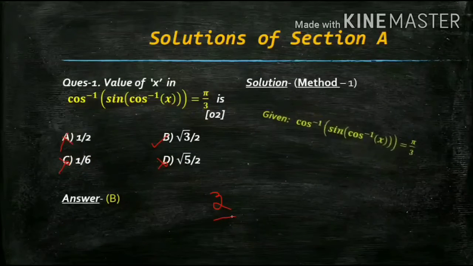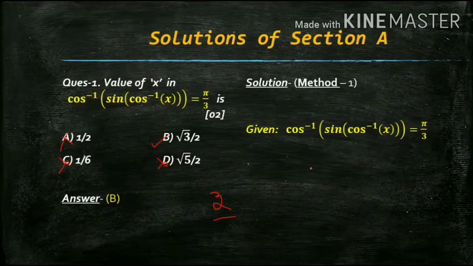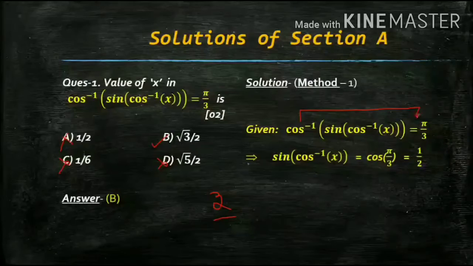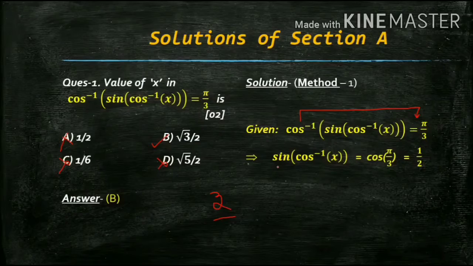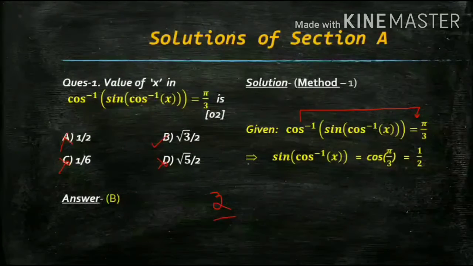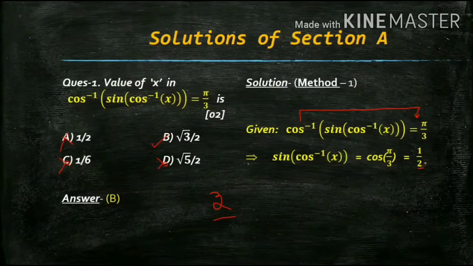Let's see. So it was given to you that cos inverse of sine of cos inverse x is pi by 3. What we can do? Can I take this cos inverse over here? I can do this. We can do this totally, na? So what you would be having? Sine of cos inverse x as cos pi by 3, right? And what is cos pi by 3? Cos pi by 3 means cos 60 degree. And cos 60 degree is nothing but half, right? Clear?